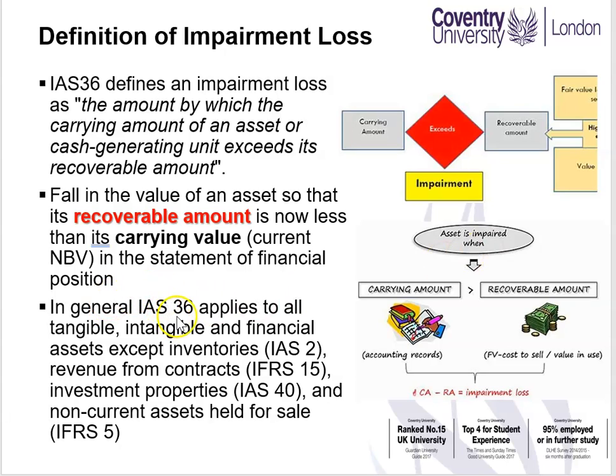In general, IAS 36 applies to all tangible, intangible, as well as financial assets, except for inventories, IAS 2. We'll look at that separately. Revenue from contracts, IFRS 15, again, we'll look at that separately. Investment properties we've already considered, and non-current assets held for sale, IFRS 5. Aside from this, IAS 36 applies to all other non-current assets, whether they be tangible or intangible.